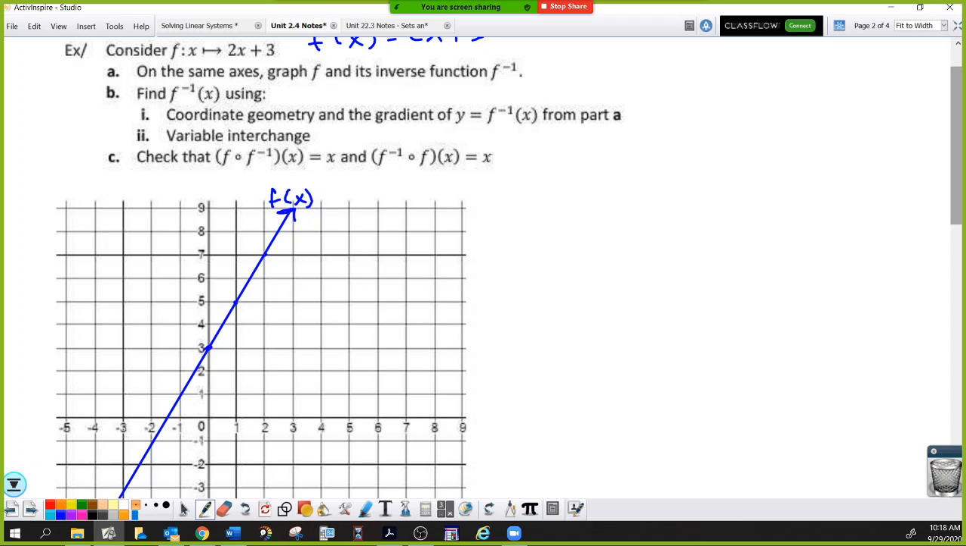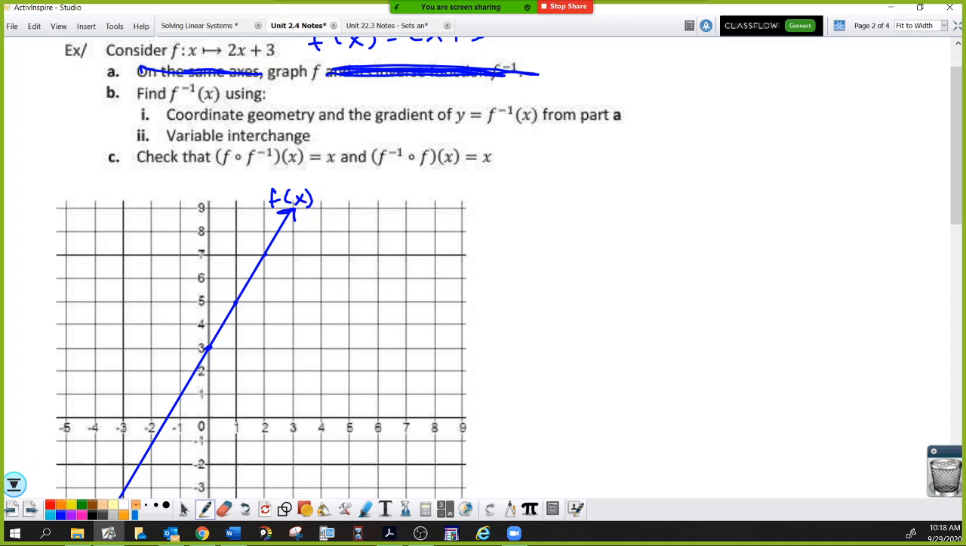Now, what's interesting about this is it says for part A to graph f and its inverse, which would mean I would need to find the inverse, right? But then part B says find the inverse. So clearly, whoever wrote the book was smoking something. So here's what we're going to do. We are just going to jump straight to B. It should have just said graph f. There we go.